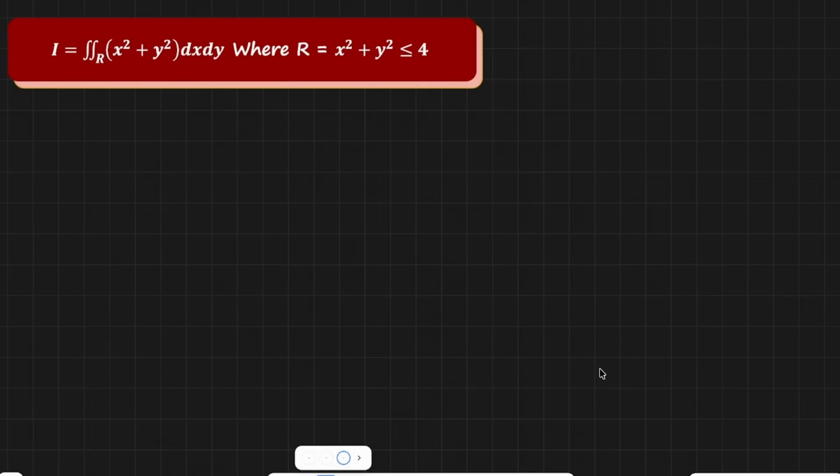First, you come to this question. This is one of the questions related to the integral of x square plus y square dx dy, where the region R is x square plus y square less than 4. You have to solve this question. How to solve it? This is a very easy question. In this case, you have to convert this into polar coordinates. When you convert this into polar coordinates, what will happen?